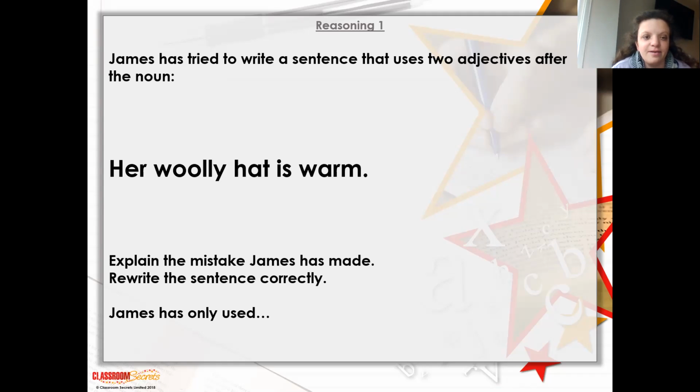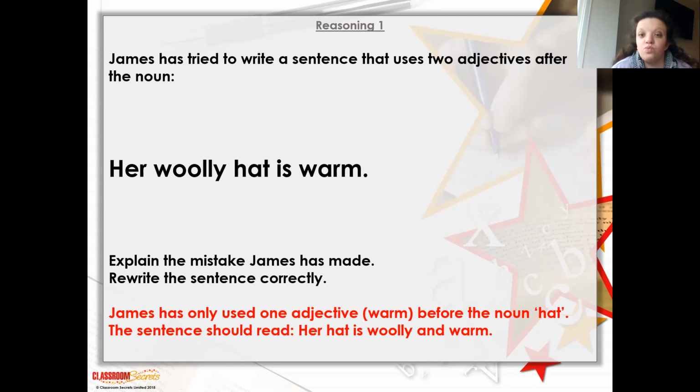Okay, fantastic. So James has only used 1 adjective before the noun. He's used woolly before the noun, but he wanted to have them both after. So his sentence should read, her hat is woolly and warm. So her hat is woolly and warm, and then have both the adjectives after the noun.